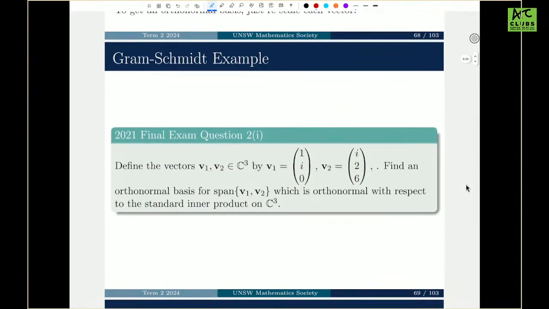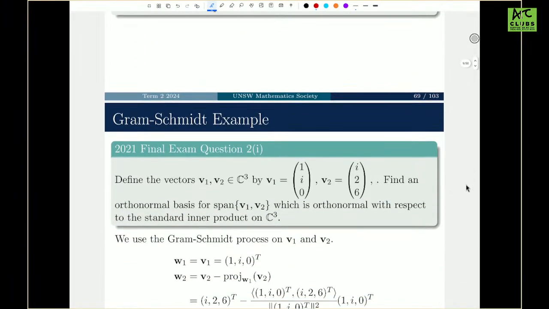Okay, so we're going to actually put this into practice, and we're going to do an example to get a feel for what this is like. So let's suppose that we have vectors v1, v2, and they're elements of C3. So we have v1, we define it as that vector, 1, i, 0. v2 is i, 2, 6. And we want to find an orthonormal basis for the span of these two vectors, with respect to the standard inner product on C3. Now we want to be very cautious. This here, C3, we have complex valued vectors. So we have to be very careful with our inner products. We're going to make sure we get it the right way around.